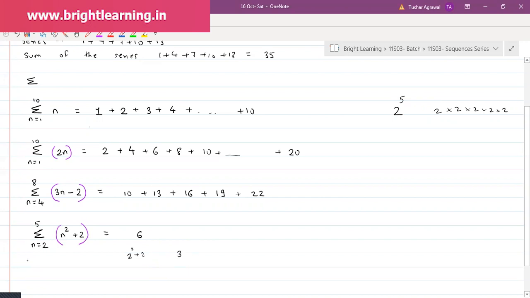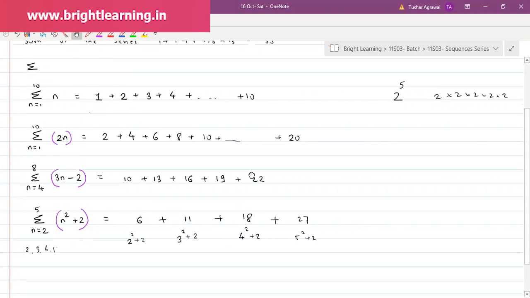So to calculate the second term, put n is equal to 3, because n is varying from 2, 3, 4, 5. If you put n is equal to 3, the second term becomes 3 square plus 2. So 9 plus 2, 11. Next term is n is equal to 4. So 4 square plus 2, 16 plus 2, 18. Then 5 square plus 2. Okay, this is the meaning of this series. The shorthand form n square plus 2 gives 6, 11, 18, 27.